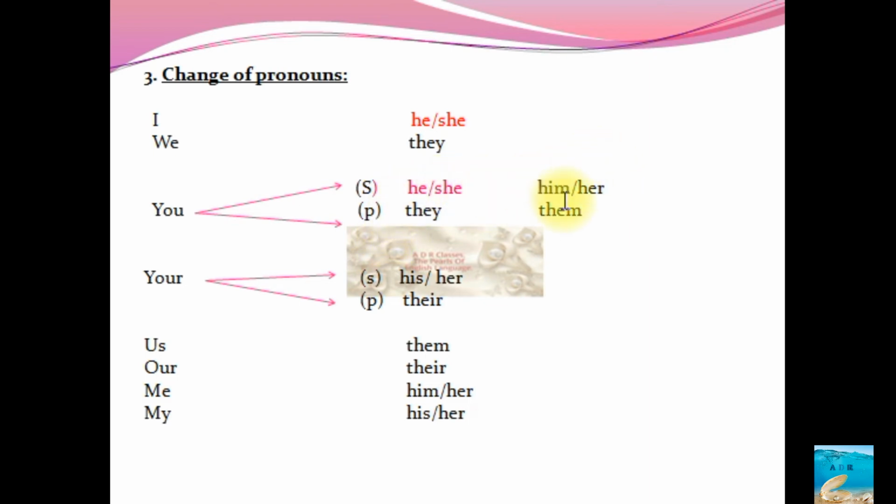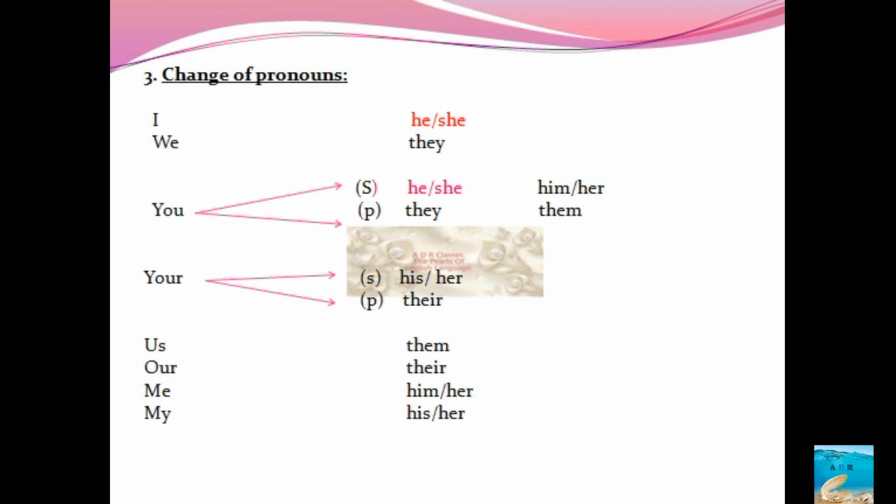Thank you. You is singular form. Suppose they have used the plural form of thank you, then it would be thanked them. So, subject and object: yours becomes his or her, yours becomes their, ours becomes them, our becomes their, me becomes him or her, my becomes his or her. Okay, so the third rule we have finished.